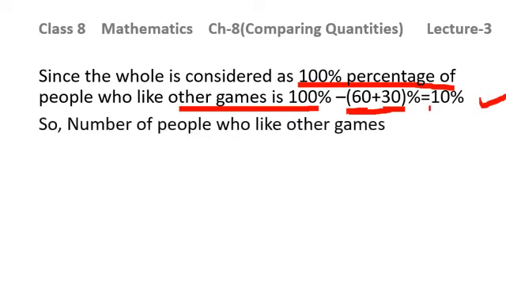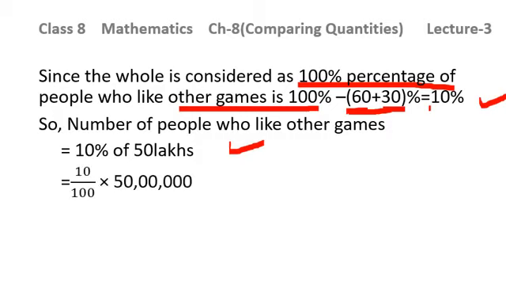So we have calculated the percentage of people who like other games. Now we need to find the number of people who like other games. So it will be 10% of 50 lakh. Simple as this, because we have calculated the percentage. So it will be 10 over 100 into 50 lakh, that will be 5 lakh.